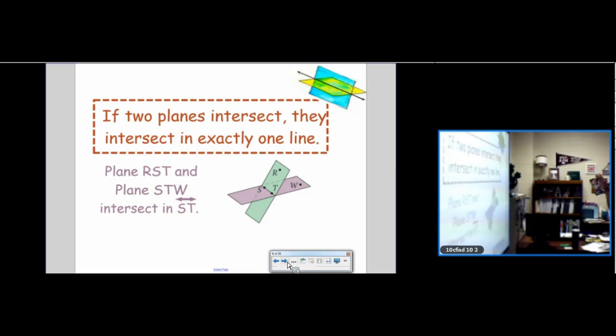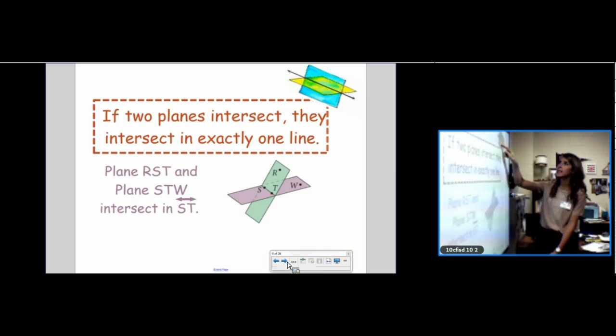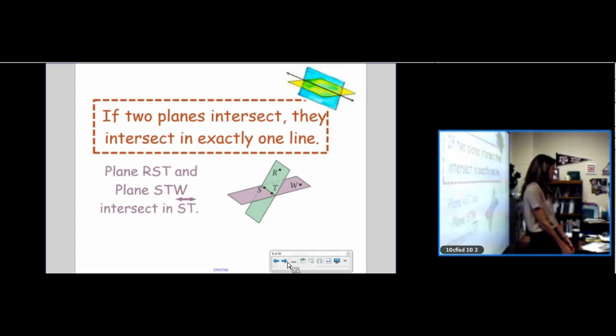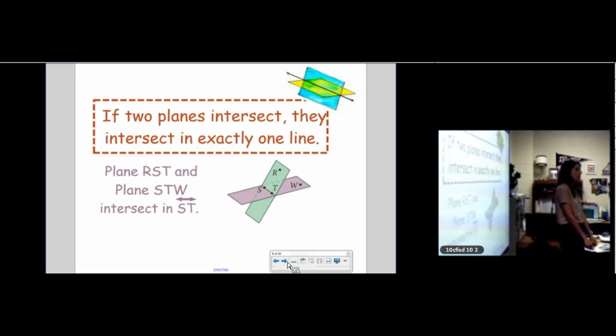And I like this picture of the teal one and the yellow one because I think you can really see how the points they have in common is that black line. They have no other points in common. That's their intersection. It's a line. So 2 planes, they can't intersect and you get a point. That doesn't happen. If they're going to intersect at all, you're going to get a line. For sure, hands down.